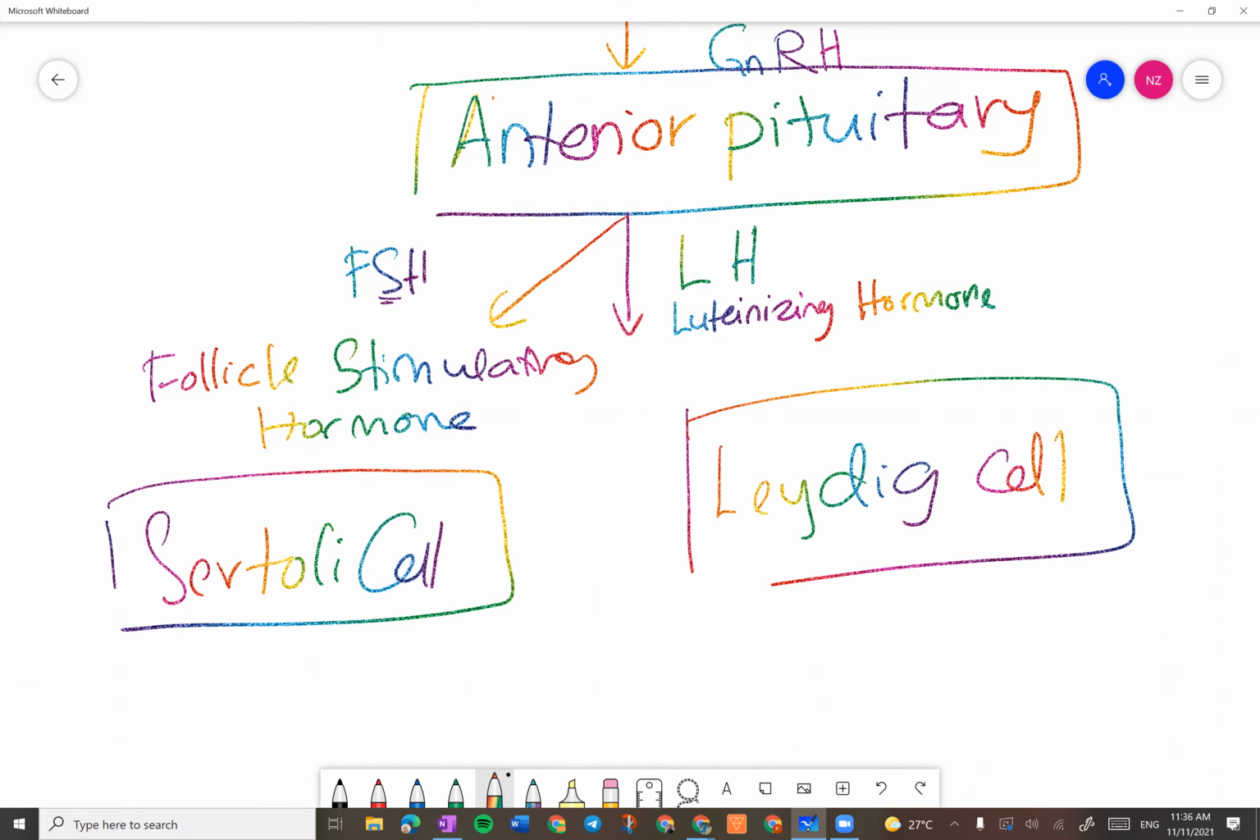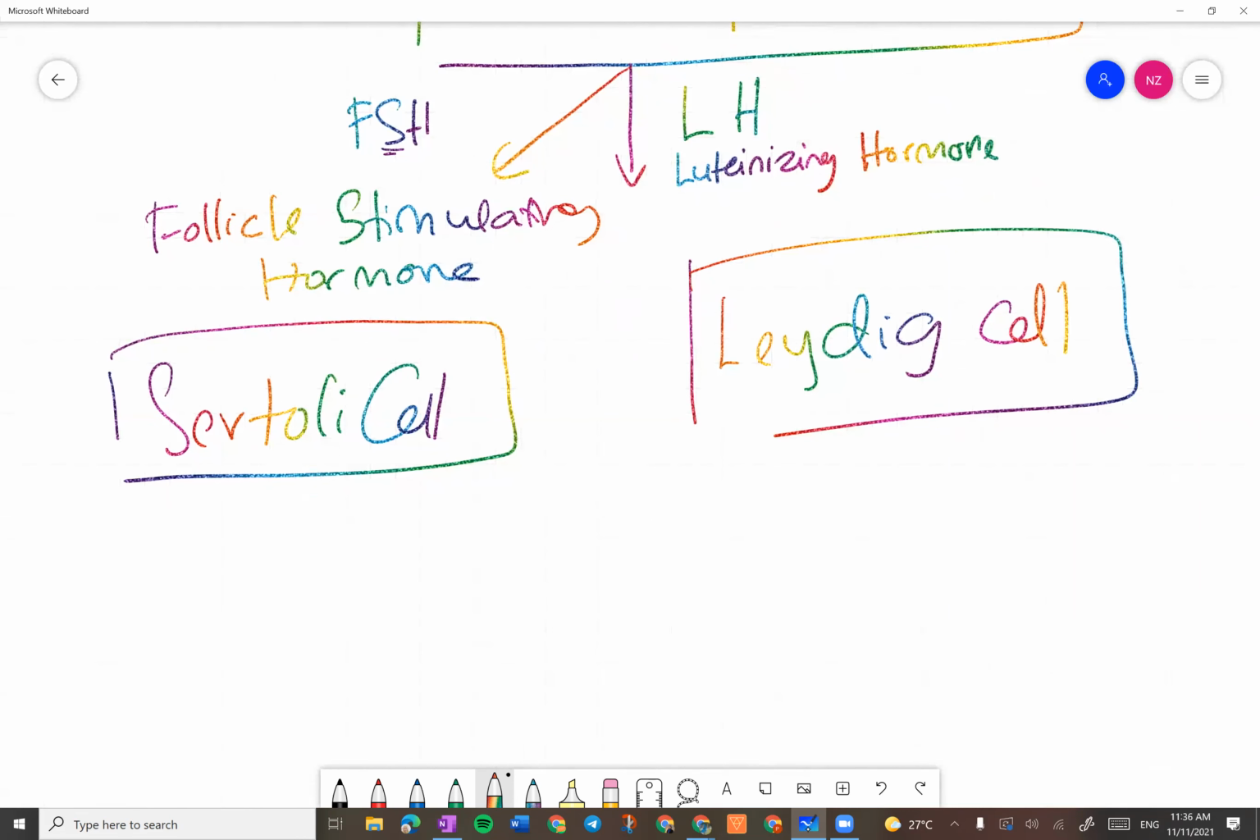So anyway, now you need to know what the Sertoli cell does and what the Leydig cell does. Okay, so what does the Sertoli cell do? It will help the spermatogenesis, right?